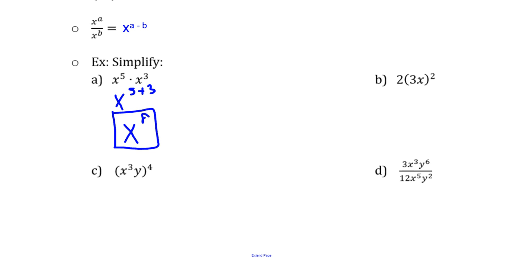In the second example, letter B, we have 2 times the product 3x squared. Now what you want to notice is that this squared is going to get distributed to everything inside the parentheses, but it's not going to get distributed to the 2 because that's outside. So we have 2 times, and then everything inside the parentheses is going to get squared, so that's going to give me 9x squared. And then I can actually do this multiplication. 2 times 9 is going to give me 18, so 18x squared.